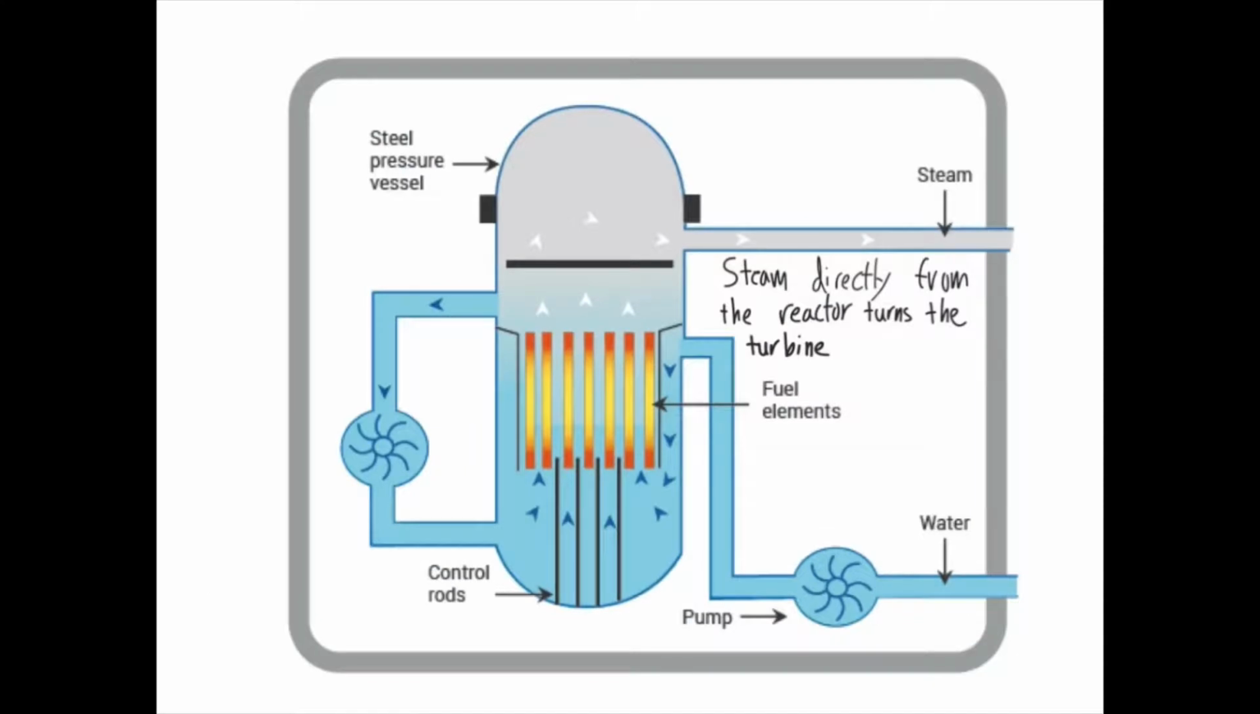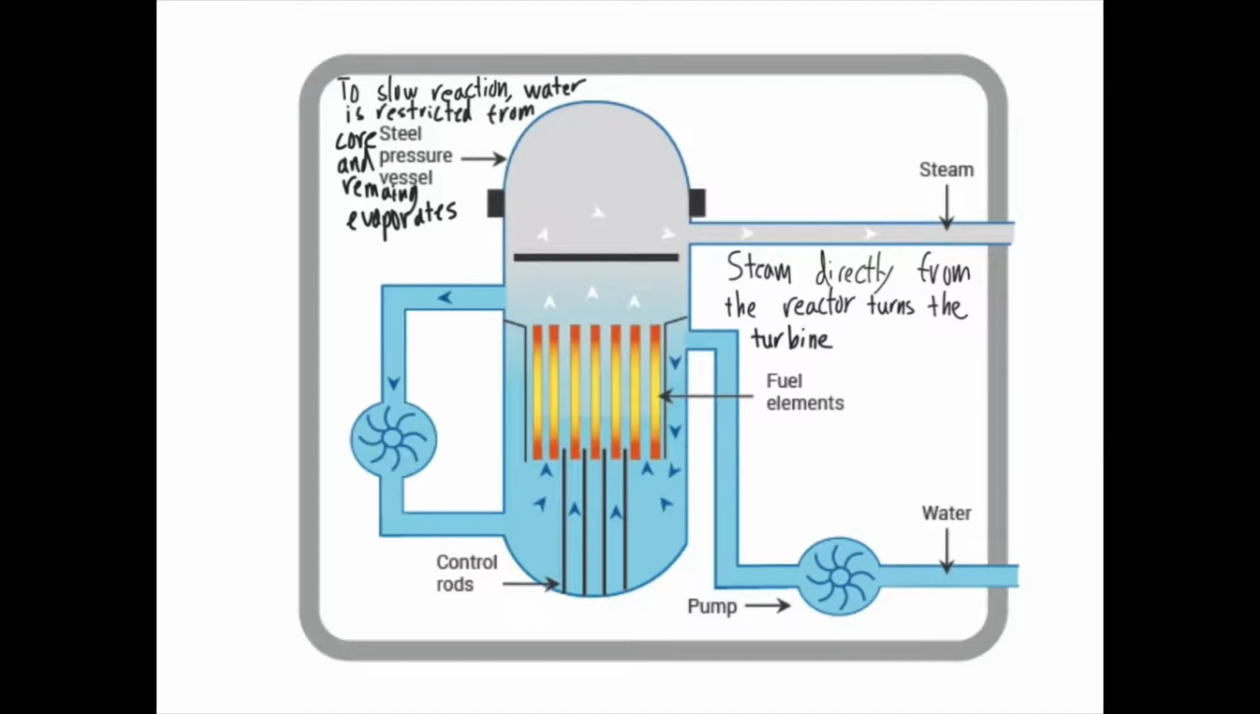The steam produced in the reactor core flows directly to a turbine to generate electricity. A safety feature unique to this reactor is that by restricting water flow to the core, which also restricts coolant to the core, it allows more of that water to evaporate, which reduces the moderation effect and slows down the reactions in the core.